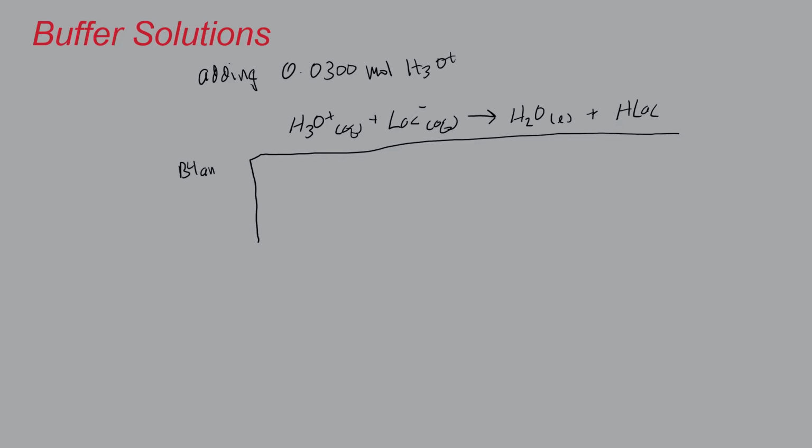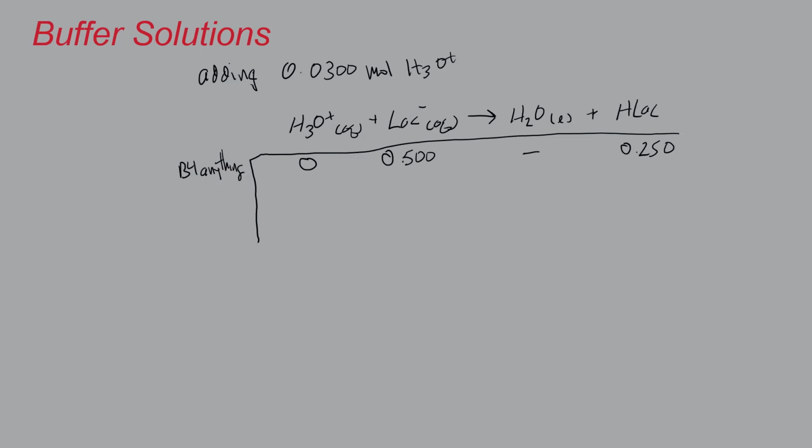So the first entry is before anything happens. So we've got essentially a 0 molar concentration of the hydronium, and we had 0.5 molar lactate and 0.25 molar lactic acid. So in this example, we actually started with fresh buffer. So we can pretend that we had not added the base to this. So that's why these concentrations were the original ones.